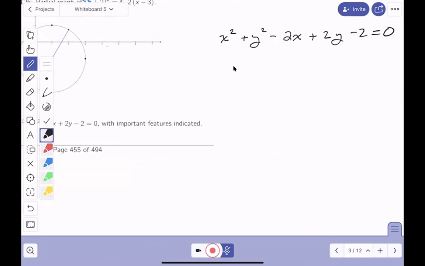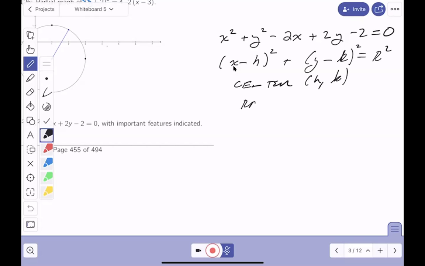What do you get up here? I'm going to put it in standard form. I want to tell you what the standard form is. It's going to be (x minus h) squared plus (y minus k) squared equals r squared, with the understanding that the center is (h, k) and the radius is r.